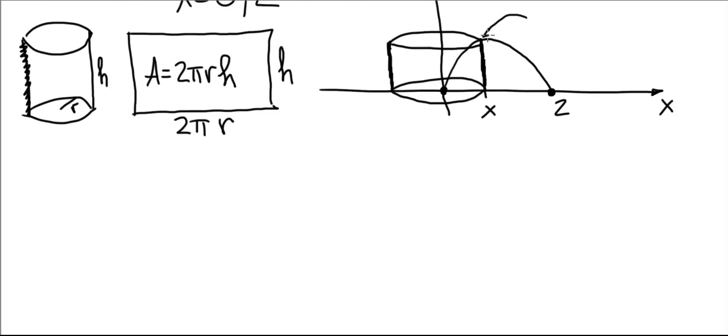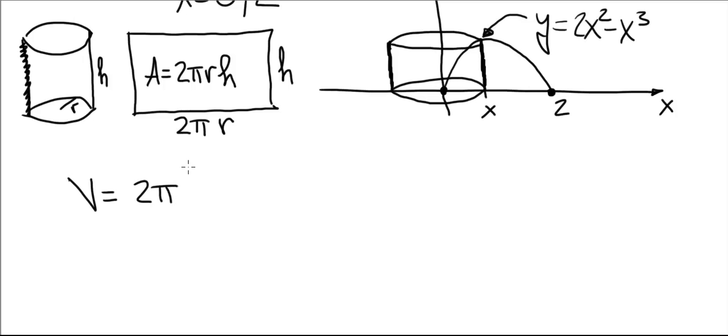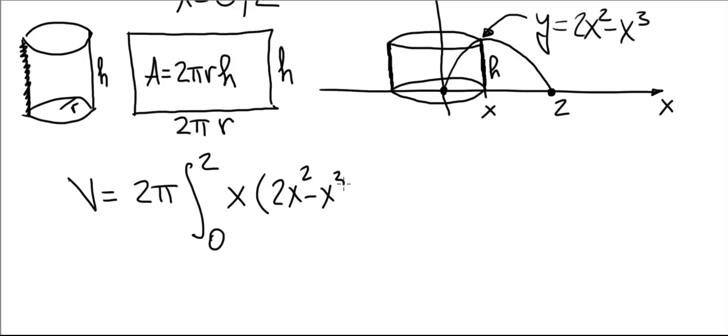Recall that this is the graph of y equal to 2x squared minus x cubed. So the volume is as follows. It is 2 pi times the integral, taking our x's between 0 and 2. The radius of the cylindrical shell is just x, because it's from the y-axis over to this x. The height is right here. It's the y-coordinate on the graph of the function, and as a function of x, that's 2x squared minus x cubed. That's the integral we must evaluate to find the volume.